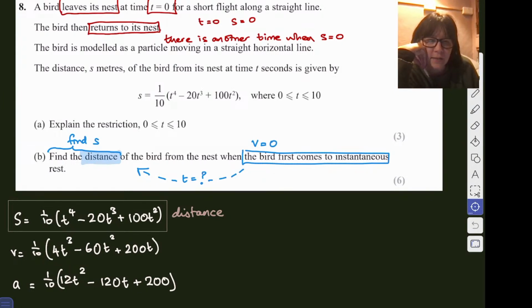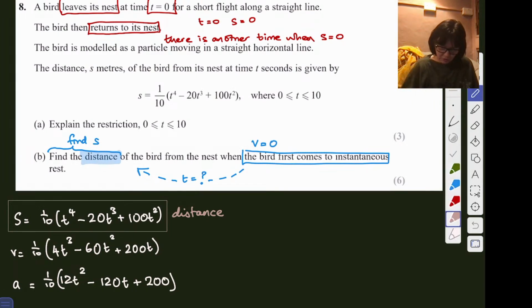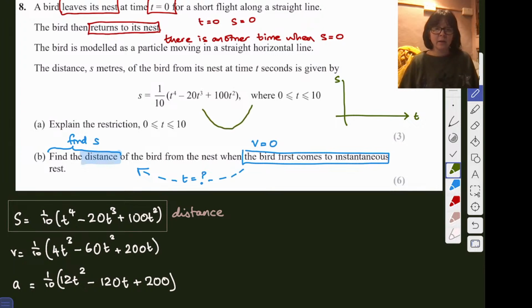So the bird leaves the nest. What I'm wanting to do, and I know this wouldn't occur to most normal humans, is to know what this displacement time graph looks like, so that I can picture what this bird is actually doing. So let's think. It is a quartic, which means it looks like this. It's a positive quartic, which means it looks like that, but it might have a little wibbles in the middle because it's got a cubic turn and a quadratic, so maybe it looks something a bit like that.